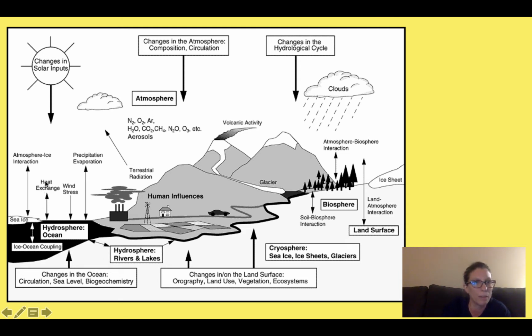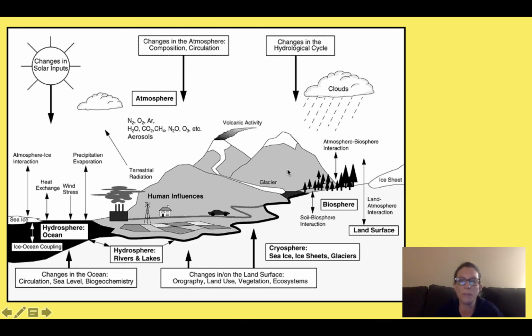you can see how there's definitely a lot of interaction between them. There's going to be changes in solar inputs, heat exchanges between the water and the atmosphere, wind stress. We're going to have changes in the circulation, the sea level. We're also in the hydrosphere going to have rivers and lakes. We'll have human influences, things like power plants. We'll also have glaciers and volcanic activity and clouds. Here in the biosphere, we'll have the plants, along with the soil biosphere.